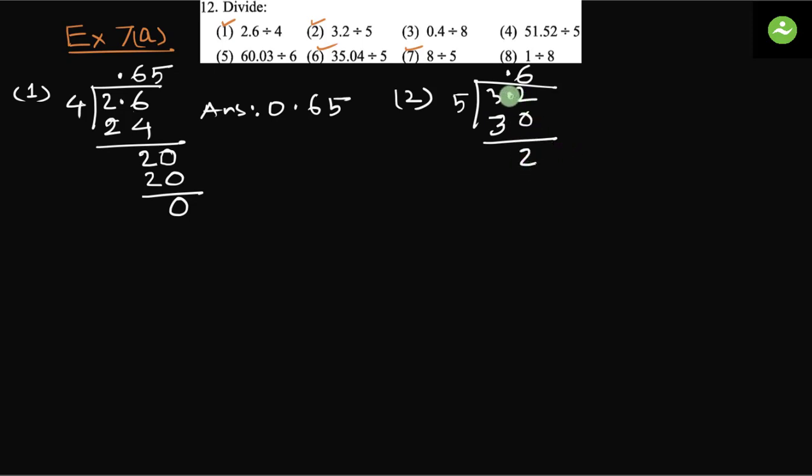Now because it is a decimal fraction, always we can bring a 0 here when there is no digit. So let us bring a 0. Now divide. 5 into 4 is 20. Deduct 20 from 20 is 0. The answer is 0.64.